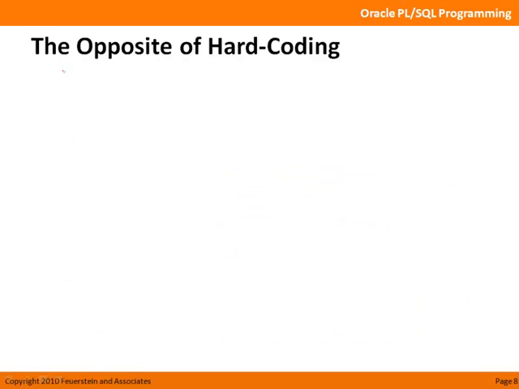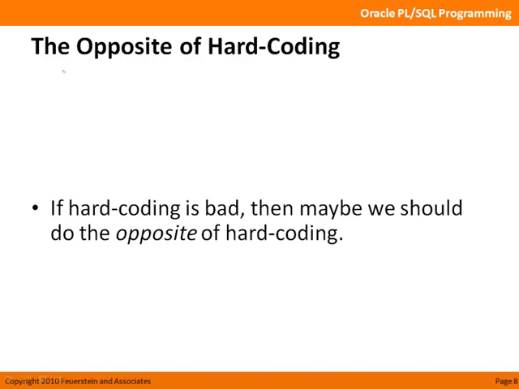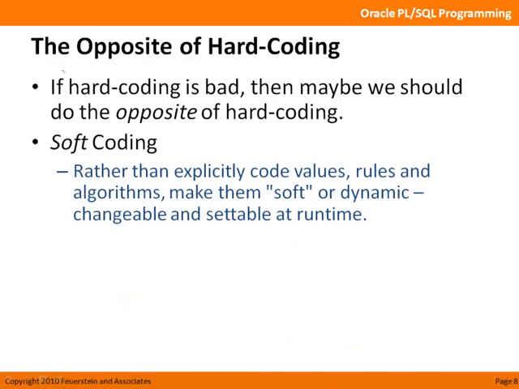Well, if hard coding is bad, maybe we should look at the opposites of hard coding. So I'd say that the first kind of opposite of hard coding is soft coding. Rather than explicitly coding our values, our rules, our algorithms, etc., make them soft or dynamic, which means they're changeable and settable at runtime, or at least they're defined in one place so that they can be easily changed. But ideally, the best idea is that you never have to change your code. You might be able to go into a table and make some changes, and it would automatically have the desired effect.